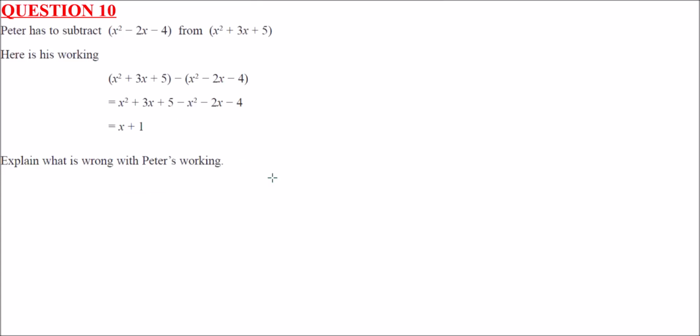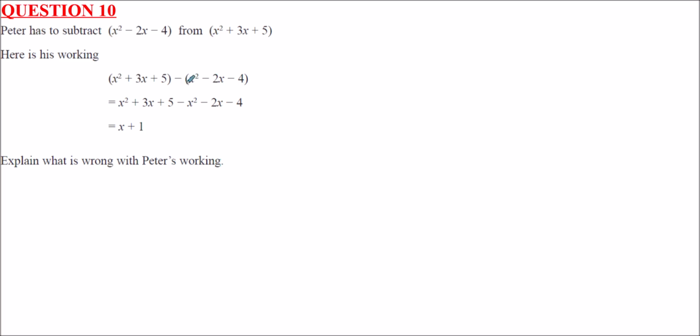Question 10. Peter asks us to subtract x squared minus 2x minus 4 from x squared plus 3x plus 5. So he's working us down here. So he's putting them in brackets, seems reasonable, but apparently he's made a mistake. So what is wrong with Peter's working? So x squared minus x squared, that seems absolutely fine. But here, we're minusing minus 2x.